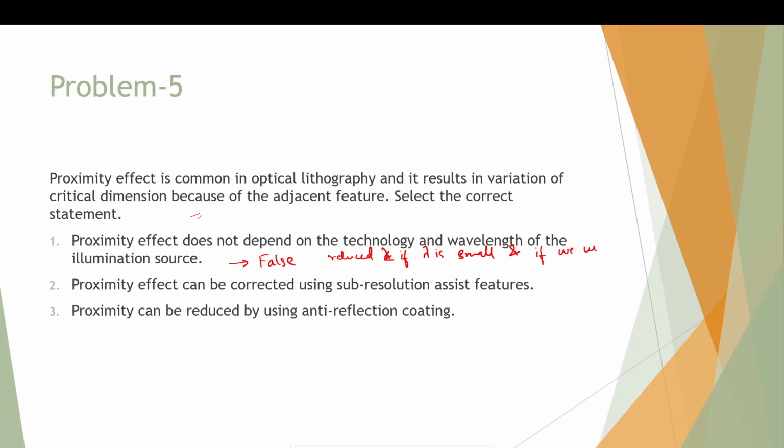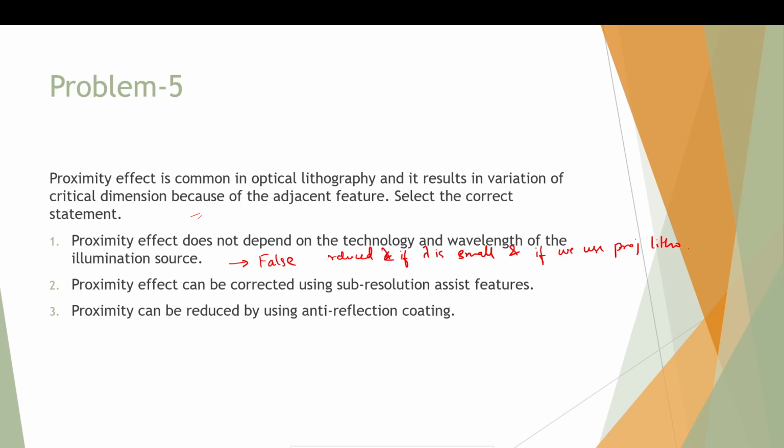if we use projection litho. So it actually depends on the technology that we use. Second point is proximity effect can be corrected using sub resolution assist features. So yeah, this is in fact true.